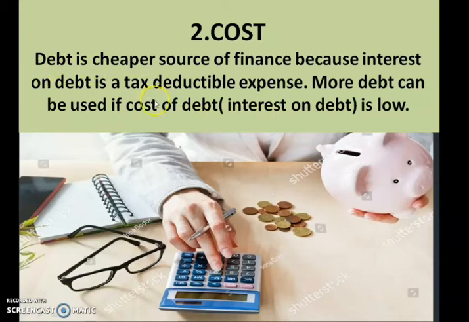And one more thing which makes it attractive is the tax deductible expense. Interest on debt is a tax deductible expense. So these two reasons make debt a cheaper source of finance. The first one is it is tax deductible, and the second reason is the cost of debt or interest on debt. If it is lower, then it is good to select debt as a source of finance.